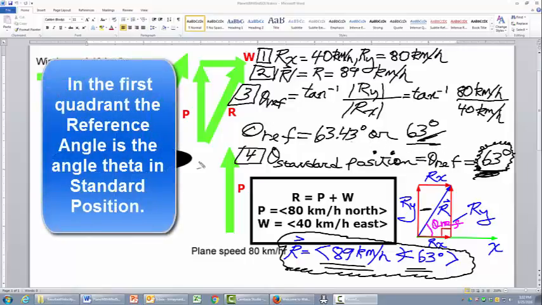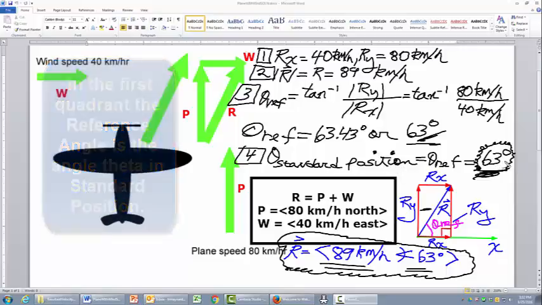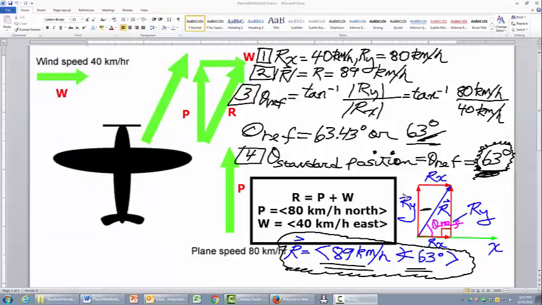The final step, step 4, is to find theta in standard position. But this is a first quadrant angle. For first quadrant angles, the reference angle is theta itself. Theta is 63 degrees. The actual velocity vector of the aircraft over the ground is a magnitude, or a speed, of 89 kilometers per hour at an angle of 63 degrees in standard position, or we could say 63 degrees north of east.